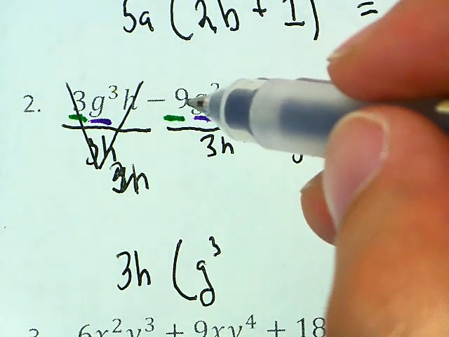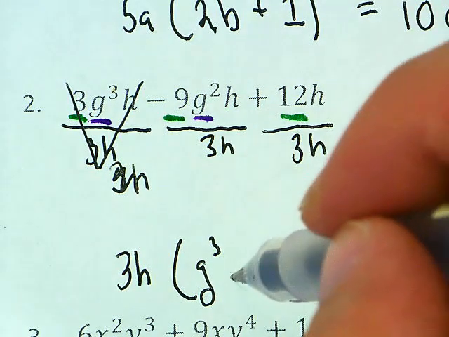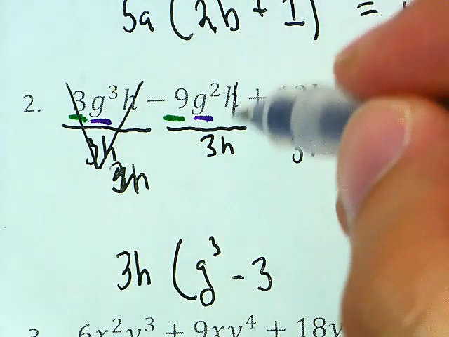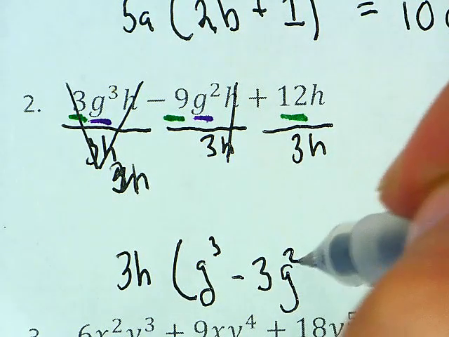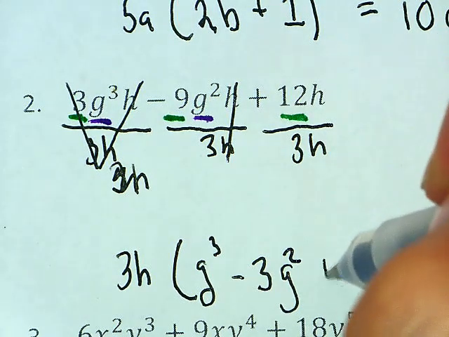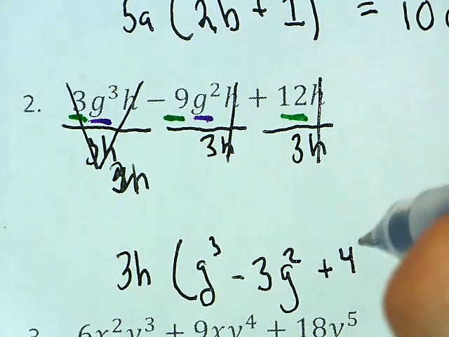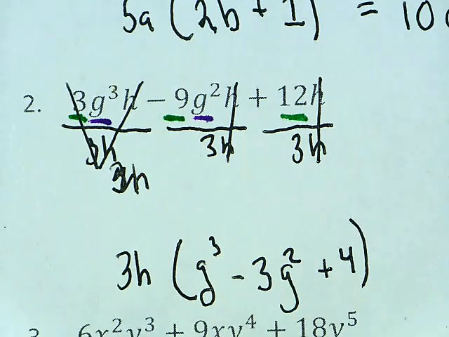So now this is what? Negative 9 divided by 3 is negative 3. H divided by h cancels, g squared. 12 divided by 3 is 4. And h divided by h cancels. And we're just left with this.